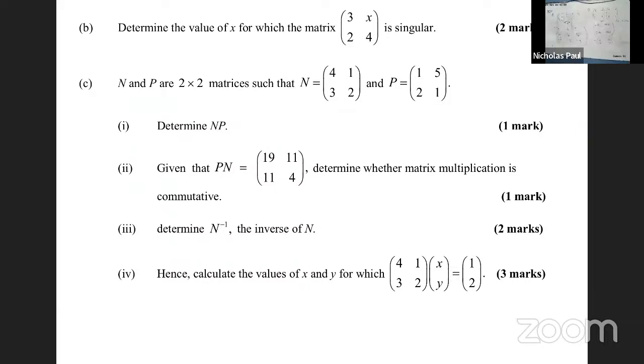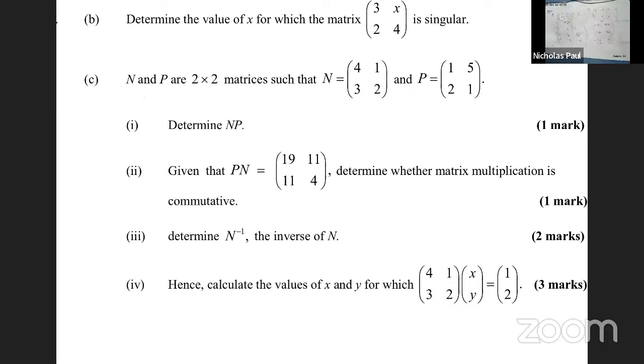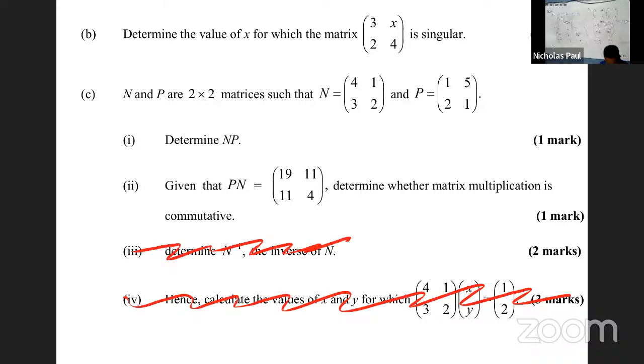Right, let's do B, C part 1 and 2. What year is this? June 2016. Oh yeah, last question, are we done, right? You're doing B and C part 1 and 2.